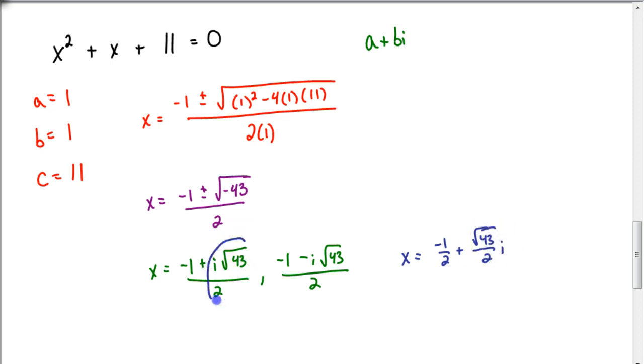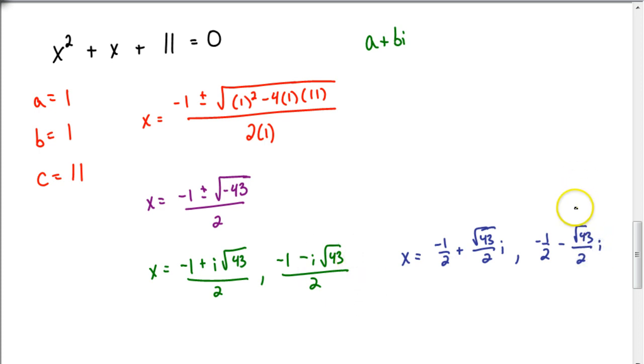So what I did there is I took this piece and wrote it as the square root of 43 divided by 2 times that i. But again, you don't want to forget that you're also dividing the negative 1 by 2 as well. So that's why we break this up into two pieces. So for this one, I'm going to have negative 1/2 as part of my answer. The other part of my answer is going to be negative 1/2 minus the square root of 43 over 2 times i.